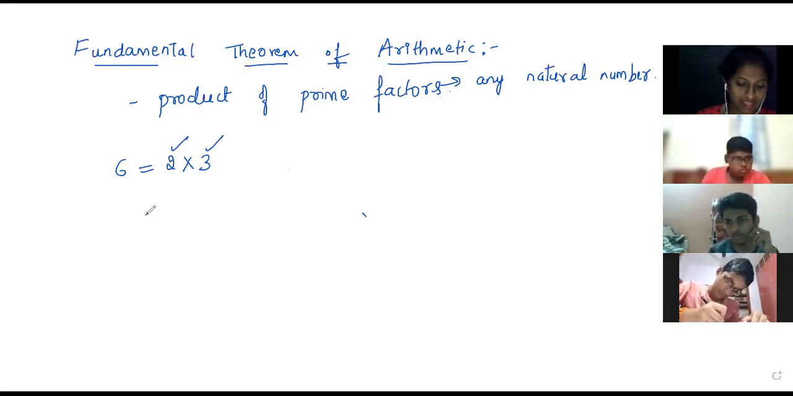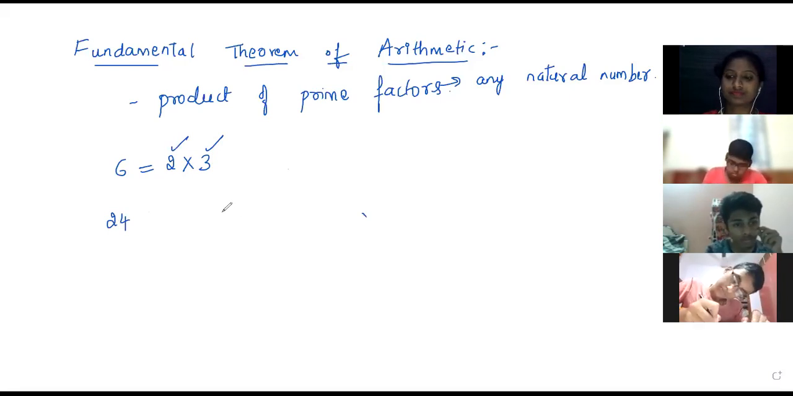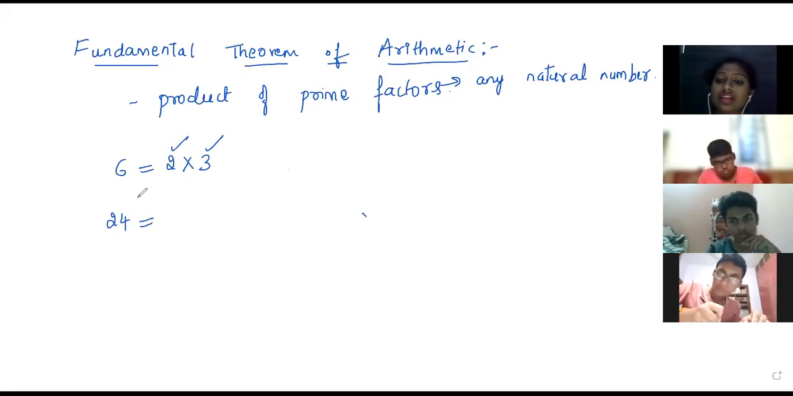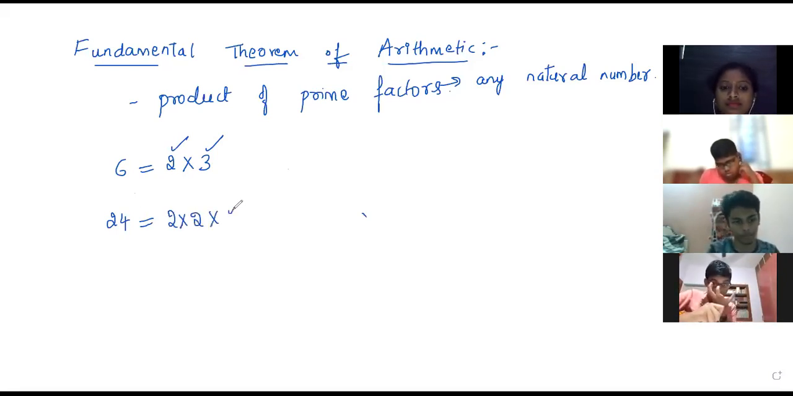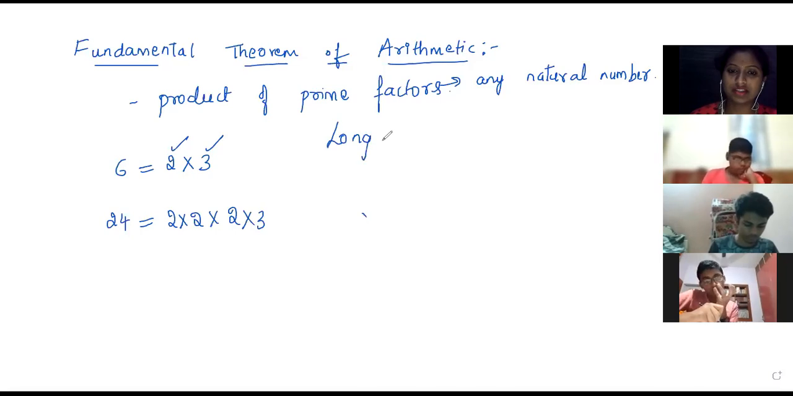Let's take another example, 24. How do you factorize this number? You have to use only the prime factors. 2 into 2 into 2 into 3. If you don't know how to get these factors, you can go for the factor tree method or the long division method. I'll show you both the methods.